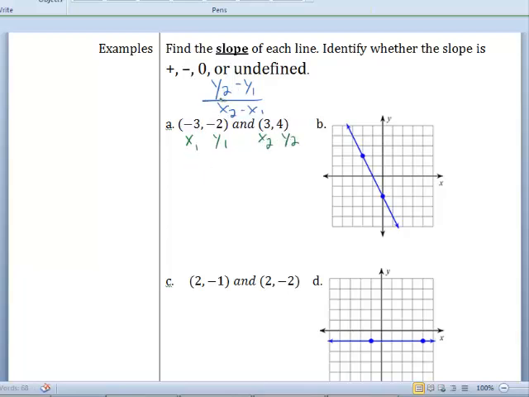So I see I subtract my y's. I've got 4 minus a negative 2 over, subtract my x's, 3 minus a negative 3.